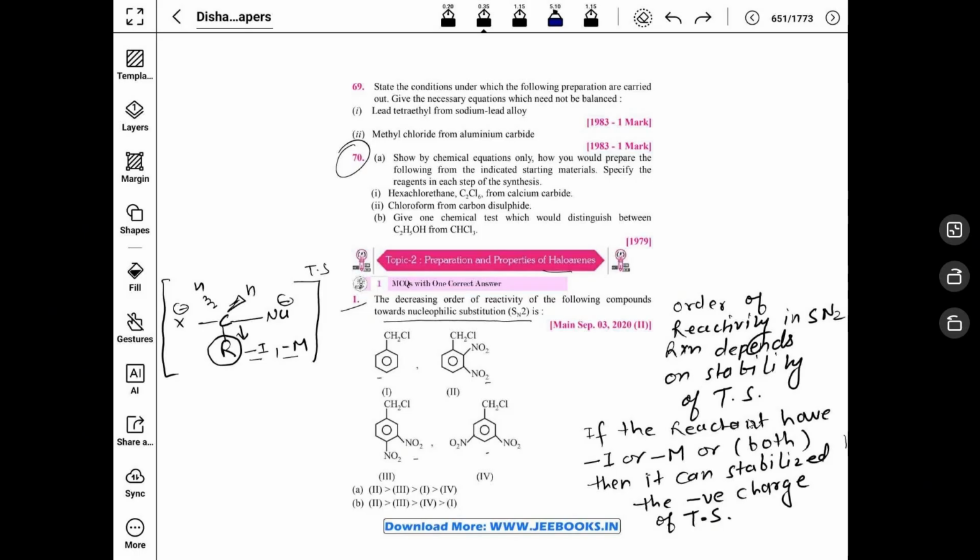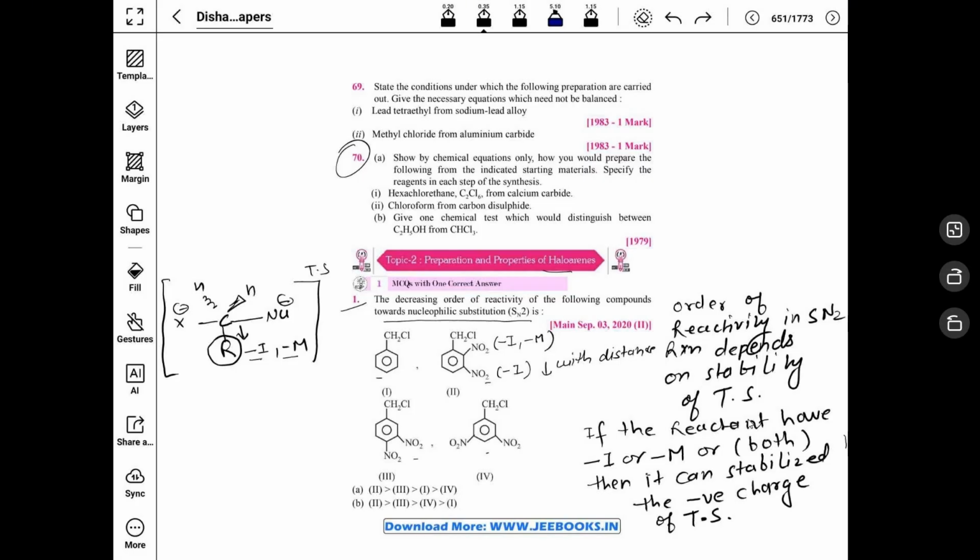In the first case, there are no substituents, no nitro substituents. In the second case, nitro is at the ortho position, and we know that nitro has minus I and minus M effect when it is present at the ortho position. At meta, it has only I effect, and I effect decreases with distance. So the I effect at the ortho position will be more than at the meta position.